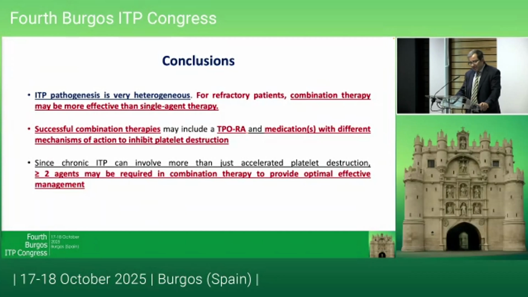Conclusions of my talk: ITP pathogenesis is very heterogeneous. For refractory patients, combination therapy may be more effective than single-agent therapy, despite the side effects. Successful combination therapies may include TPO-RAs and medications with different mechanisms of action to inhibit platelet destruction. And since chronic ITP can involve more than just accelerated platelet destruction, 2 or more agents may be required in combination therapy to provide optimal, effective management.